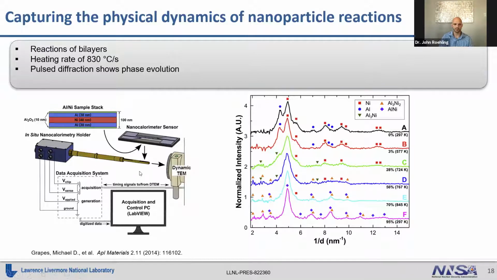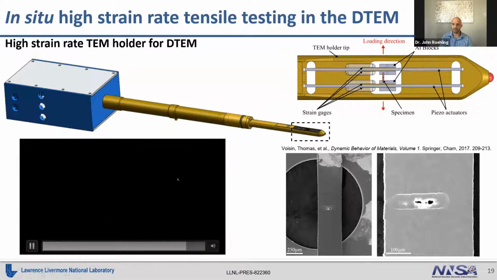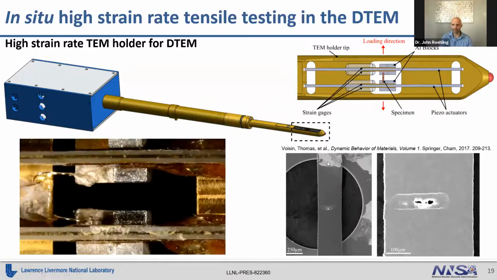And this was excited via electrical pulse, if I remember right. We've also done some high strain rate testing in the TEM. So this is a piezoelectric actuated TEM holder. And these are some thin tensile specimens that were femtosecond machined with an electron transparent region.